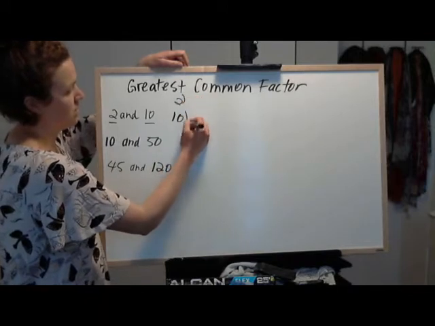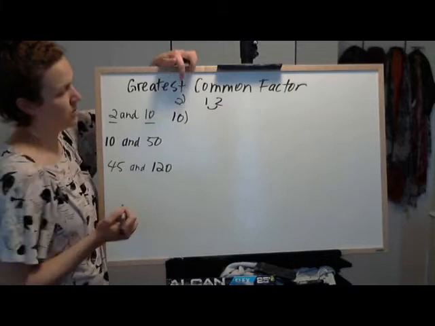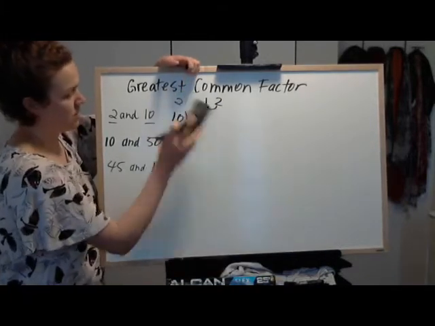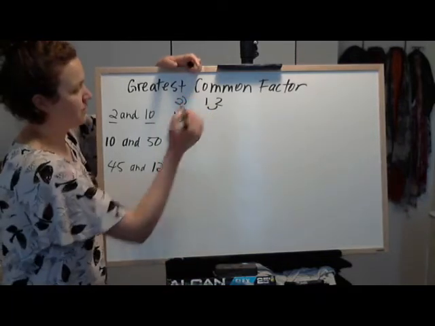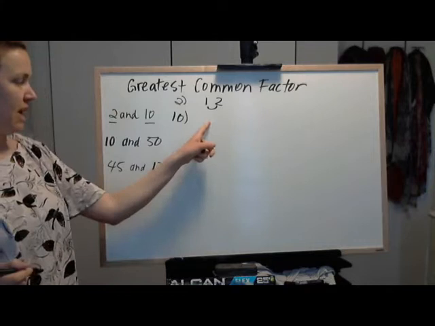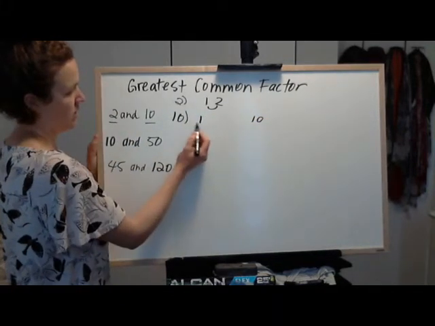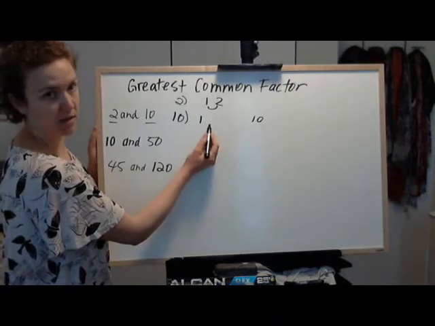Factors of 2 are just 1 and 2. 2 is actually a prime number because nothing divides evenly into it except 1 and itself. But we'll talk about prime numbers later. Factors of 10, we start with 1 and 10. Then we go to the next number. So does 2 go into 10? Yes, 2 and 5.